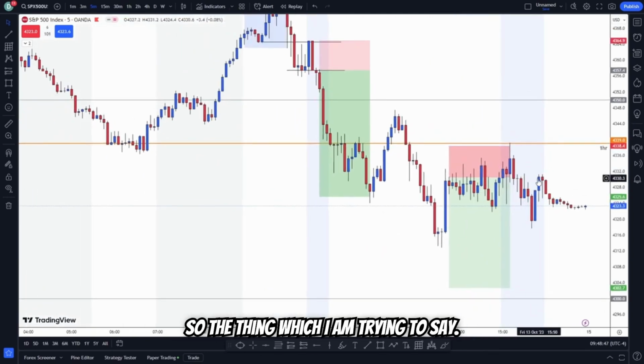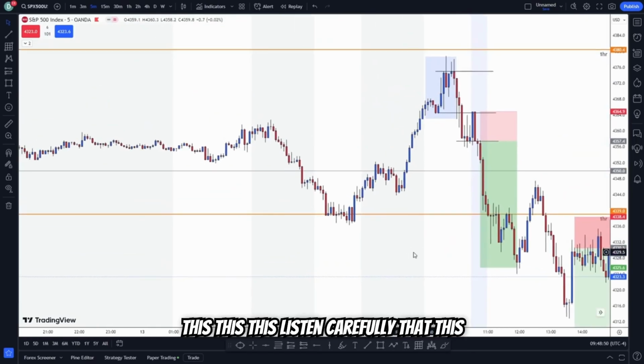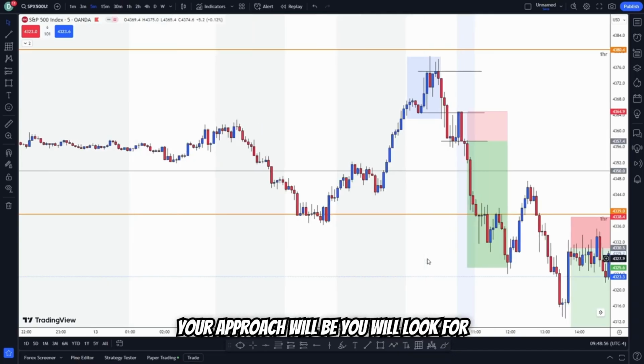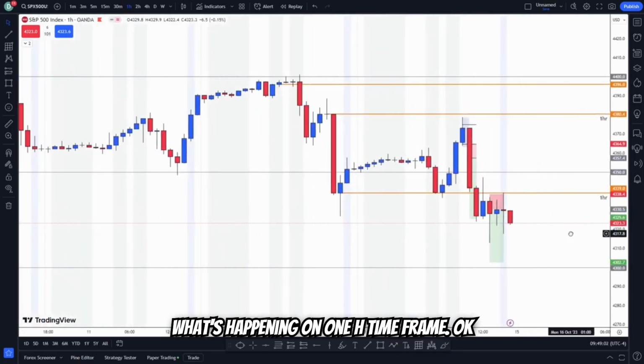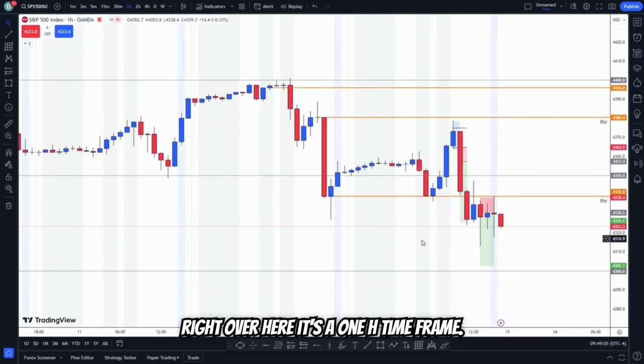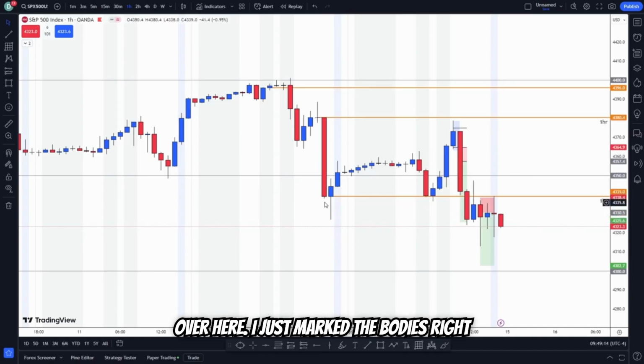So the thing I'm trying to say, listen carefully, is that this will be your approach for this trading. You will look for the narrative on the 1H time frame, what's happening on the 1H time frame. Right over here, it's a 1H time frame. I marked the low of that 1H candle, this structural low, and I marked this high. I didn't mark this wick right over here, I just marked the bodies, right? And look closely over here: the wicks are going down, but the candle bodies are closing below this candle body's low.